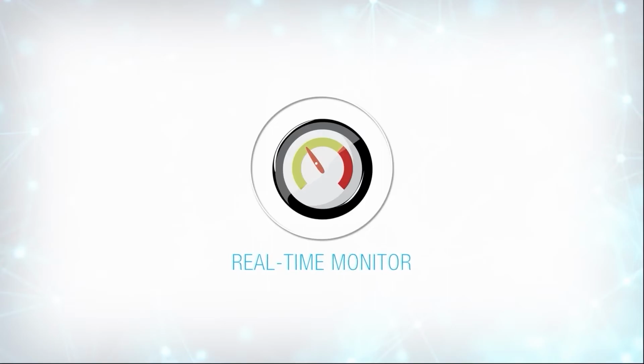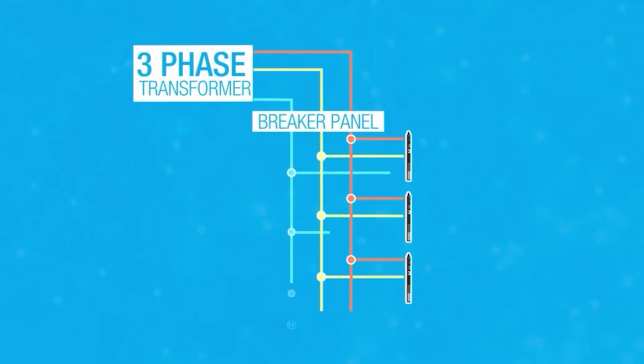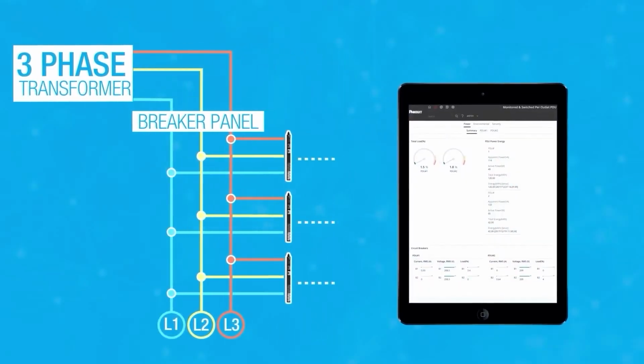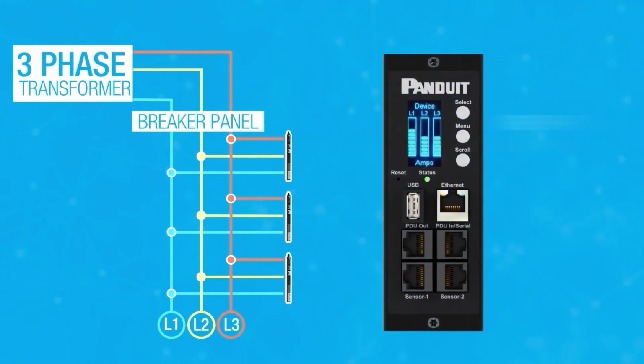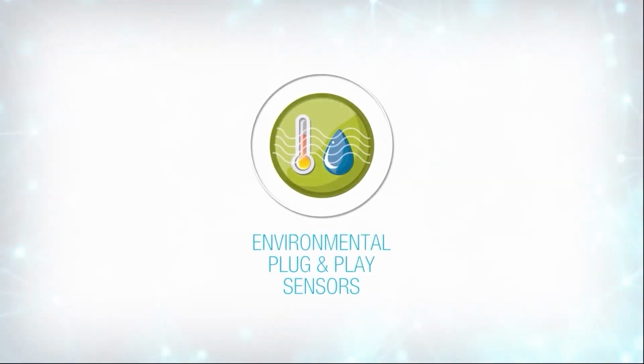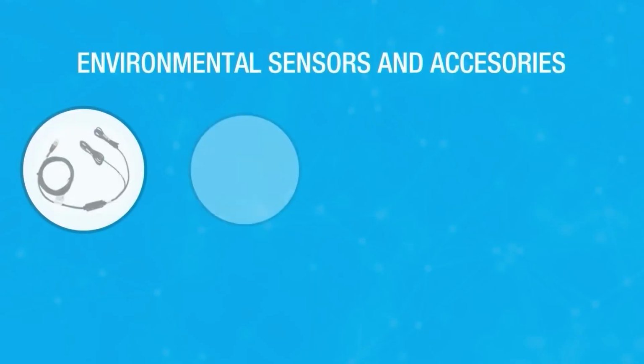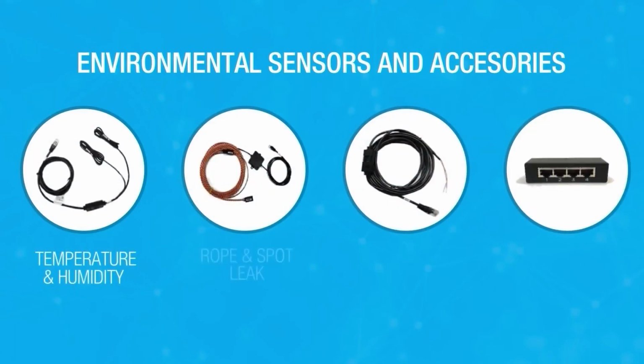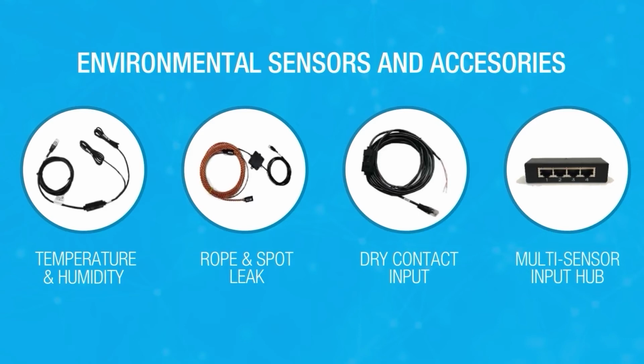G5 PDUs provide real-time monitoring capabilities. Through the user interface, you can access reports and dashboards on power and energy usage. And the high-visibility OLED monitors current load, making it very easy to load balance all 3 phases. A broad selection of environmental accessories are available for your G5 PDUs. Sensors for temperature, humidity, and more can be connected directly or through a multi-sensor hub.